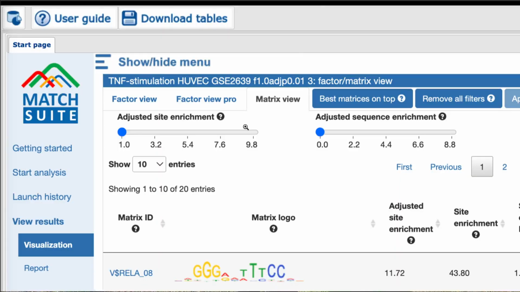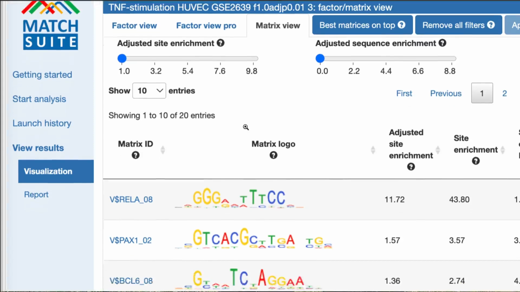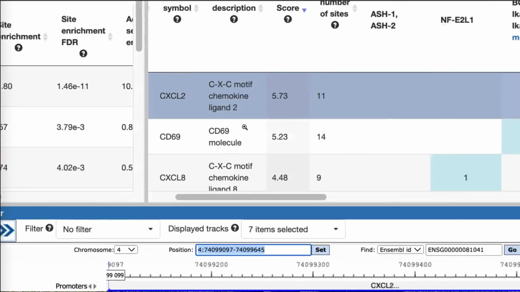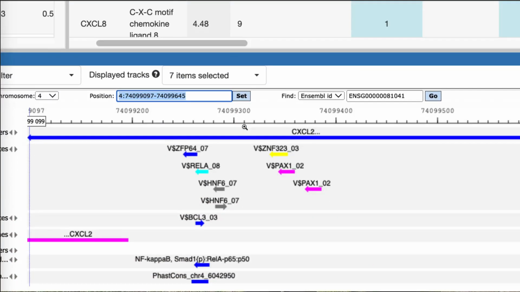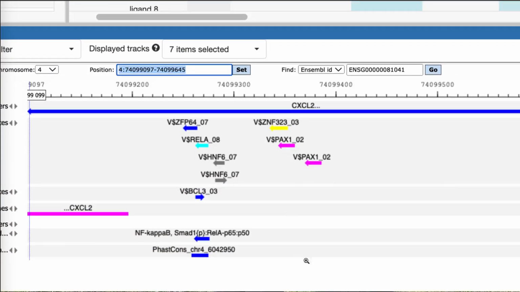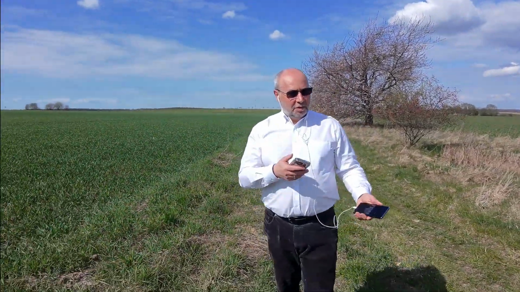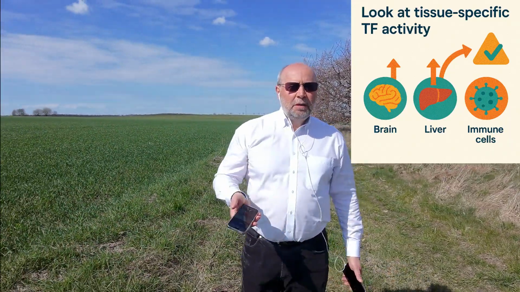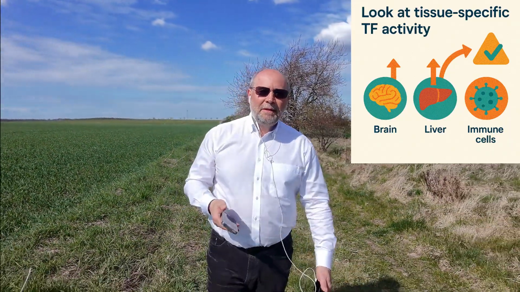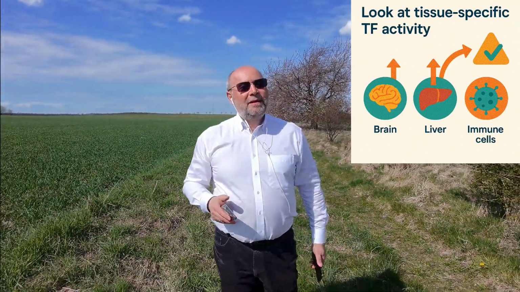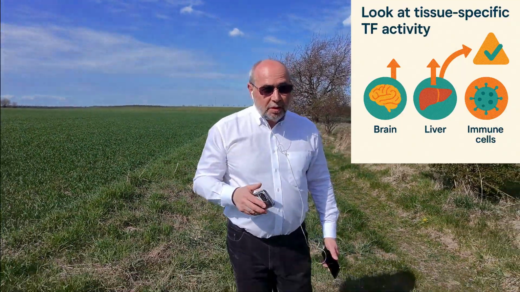Now Match has grown into something bigger, the Match suite. It lets you scan for binding sites, do enrichment analysis, and even look at tissue-specific transcription factor activity. Why is that useful? Because transcription factors act differently in different tissues. Brain, liver, immune cells, all different. Match suite shows you which factors are active and where. That gives you real biological insight.